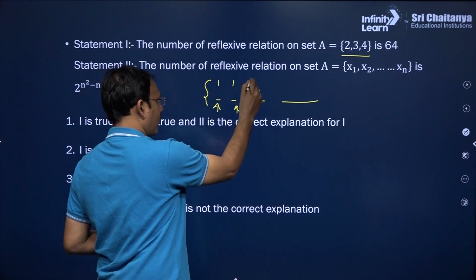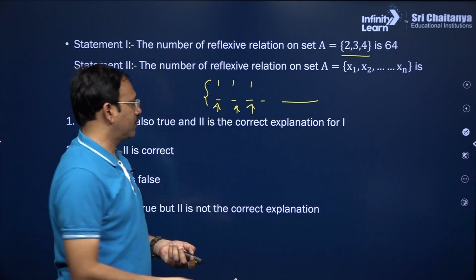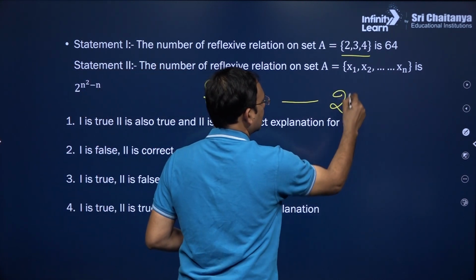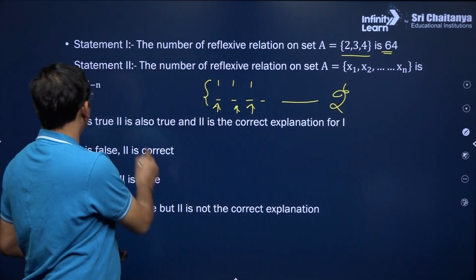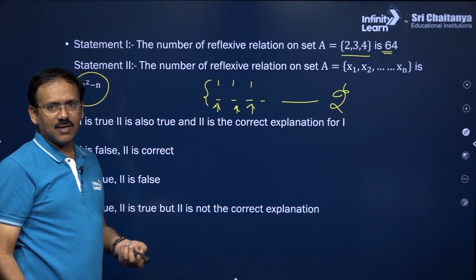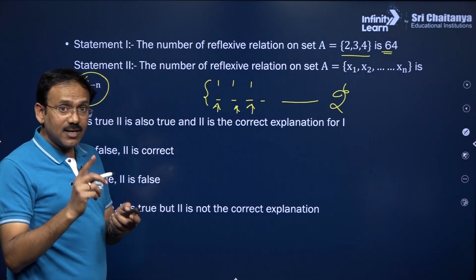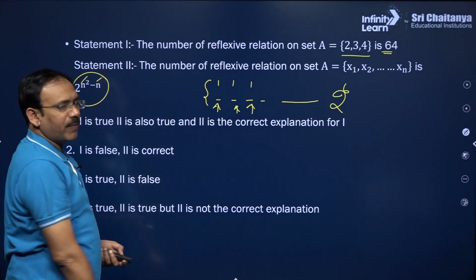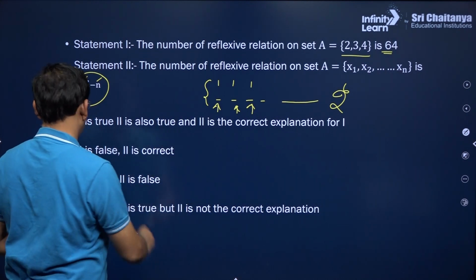For these 1, 1, 1 possibilities, for all the remaining 6 elements you have 2, 2, 2 possibilities. The answer is 2 power 6, which is 64. Of course, the number of reflexive relations formula is 2 power n square minus n, because A cross A will contain n square elements, identical pairs will be n. So, 2 power n square minus n is correct, and a correct explanation even.